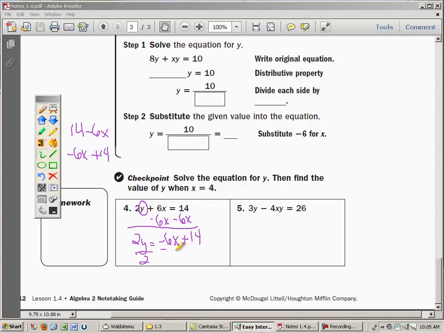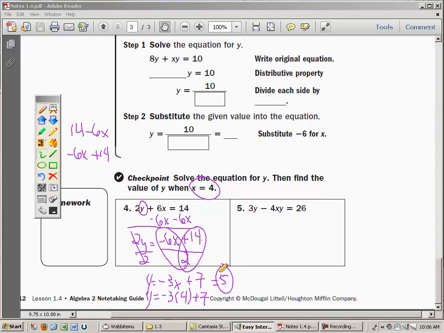And from there, we're going to divide both sides by 2. And like we said before, this is two separate fractions. So this is negative 6x over 2, which becomes negative 3x, and 14 divided by 2, which is 7. And so y equals negative 3x plus 7. So now we're going to go ahead and substitute our value of x into here. This becomes y equals negative 3 times 4 plus 7. Negative 3 times positive 4 is negative 12. Negative 12 plus 7 is negative 5.